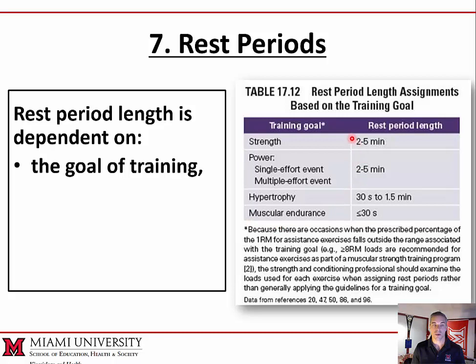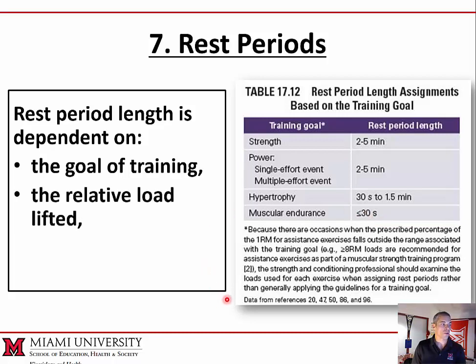So for strength, the typical rest period length is about 2 to 5 minutes, and that's going to depend upon the load that's being lifted, the training status of the athlete, as well as other factors. For power, again, very similar rest period length compared to strength of about 2 to 5 minutes. For hypertrophy, shorter rest periods, maybe 30 to 90 seconds, are typically recommended. And for muscular endurance, again, performing lighter loads for more reps, but with shorter rest periods in order to promote improvements in muscular endurance.